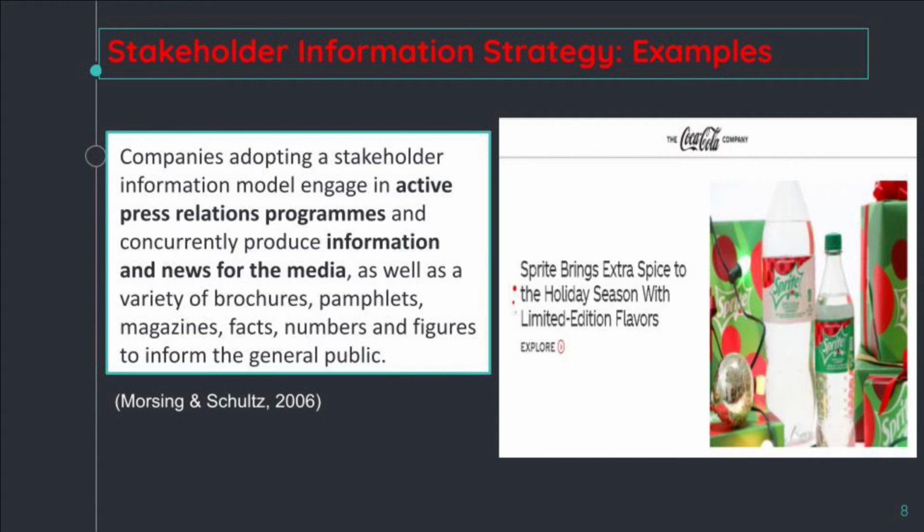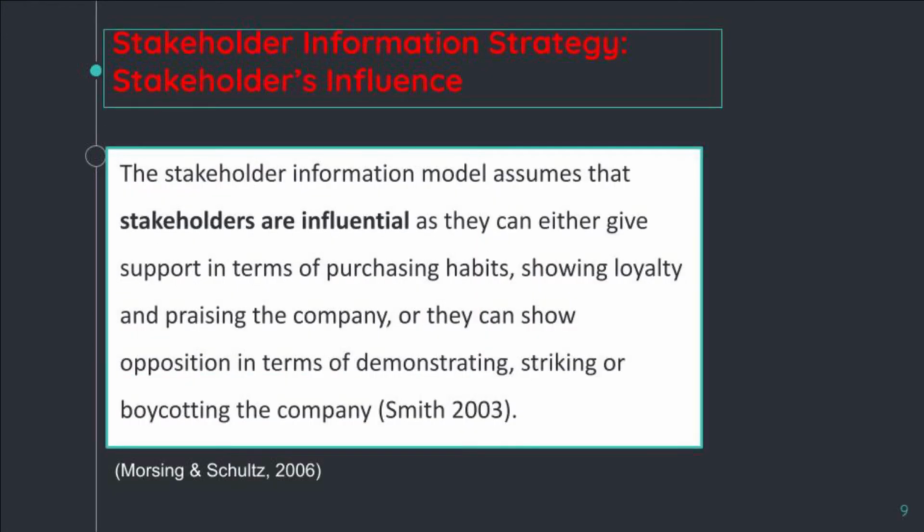And still, here the company gives sense to its audience. So the stakeholder information model assumes that stakeholders are influential because they can either give support in terms of purchasing habits, showing loyalty and praising the company, or they can also show opposition. Therefore, the company must inform stakeholders about its good intentions, decisions, and actions to ensure positive stakeholder support. So that is for stakeholder information strategy.